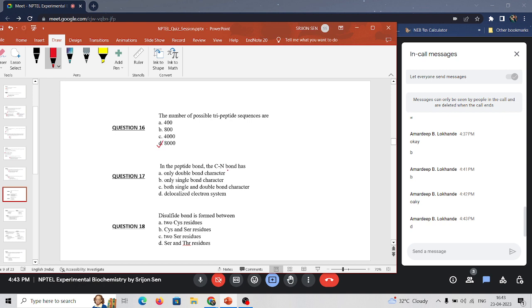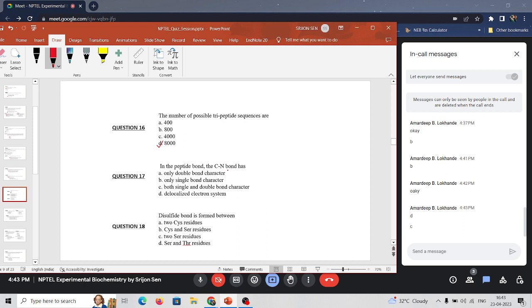Yes. The next question, in the peptide bond, CN bond has. So what does the CN bond have? Only double bond character, only single bond character, both single and double bond character, or delocalized electron system. See, both single and double bond character, that is also correct, and because of this it is also creating a delocalized electron system. So both C and D are the correct options.